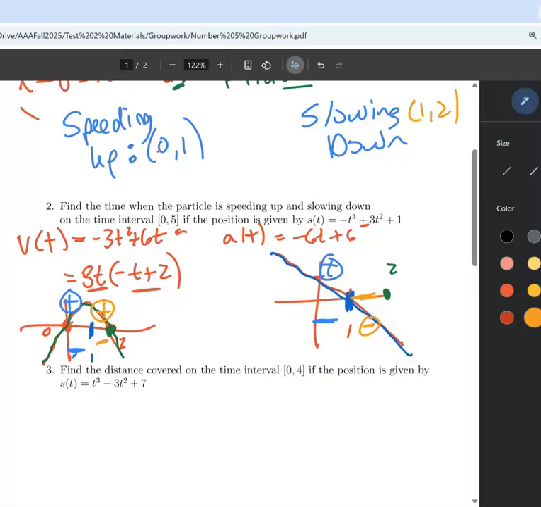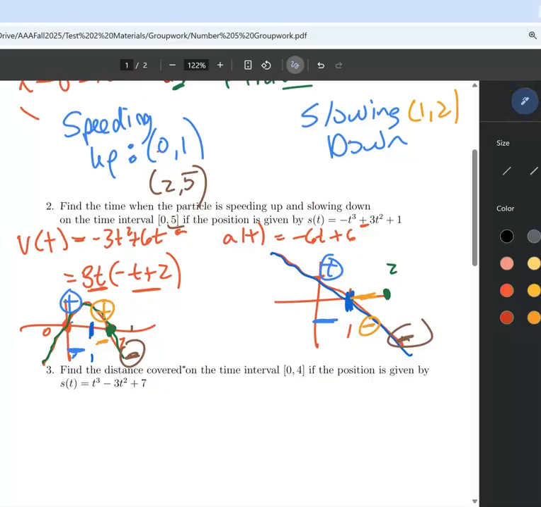Going to the next little interval, if I look after 2, this graph is negative. After 2, this graph is negative. So that means it's speeding up from 2 to, oh, and it doesn't say infinity. It says only go to 5. So from 2 until 5, it's speeding up.